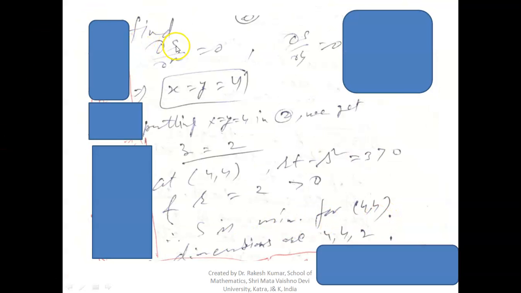Now we have to find the partial derivative of s with respect to x and with respect to y. If we solve this, we find x equal to y equal to 4. Putting x, y equal to 4 in equation 2, we get z equal to 2. At this point 4, 4, rt minus s square is greater than 0, r is also greater than 0. Therefore s has a minimum at (4,4). Therefore the dimensions are 4, 4 and 2.